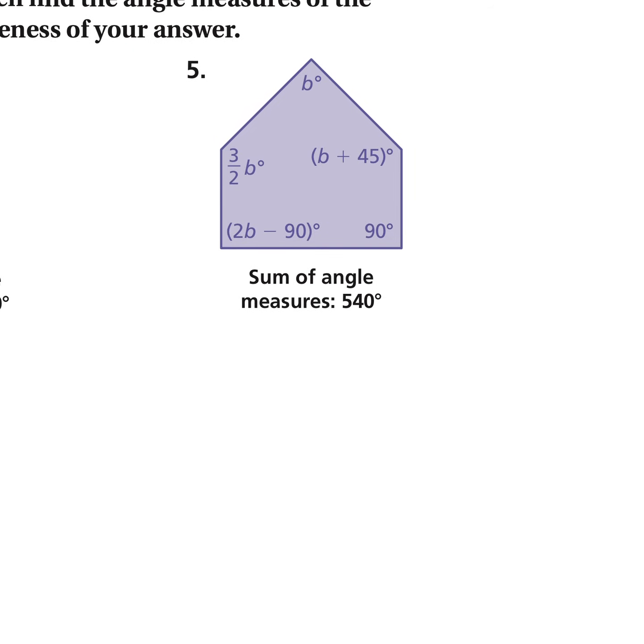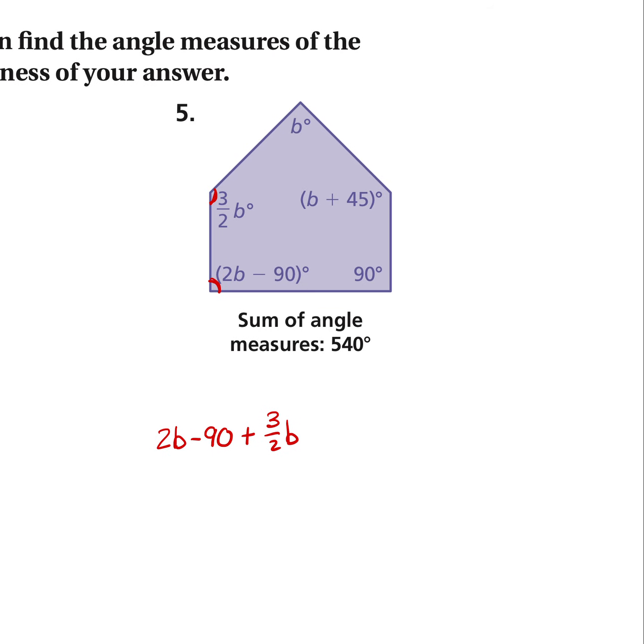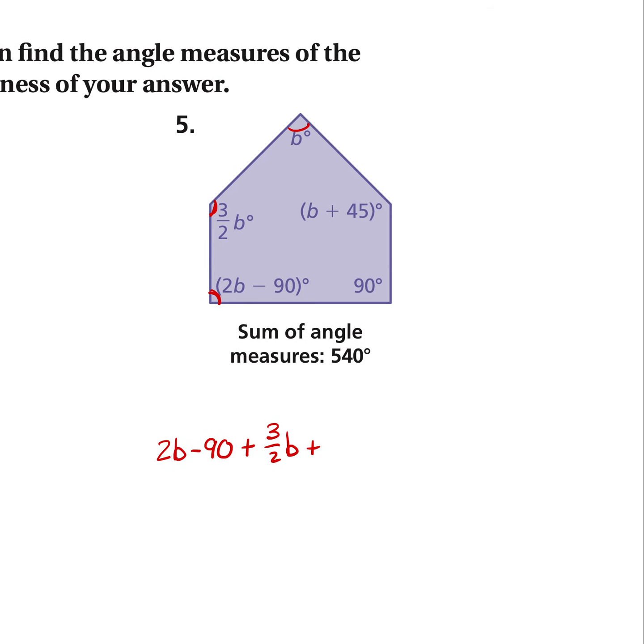I like to start in the bottom and work around clockwise, so we're going to start with this angle first. It is 2b minus 90. Now, if you see something, I ignored the parentheses because technically, is there anything I can do in those parentheses? No. So I just ignored them, okay? Now, I'm going to say it's that angle plus this angle, 3/2 b, plus this angle up here, which is b, plus this angle, which is b plus 45, plus this angle. And it all equals 540 degrees.